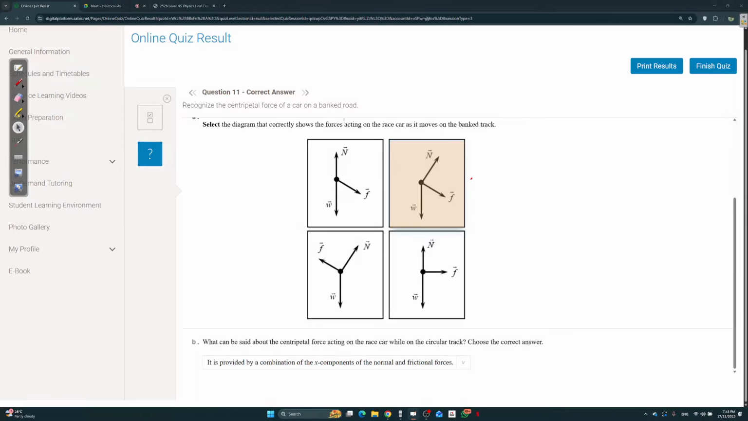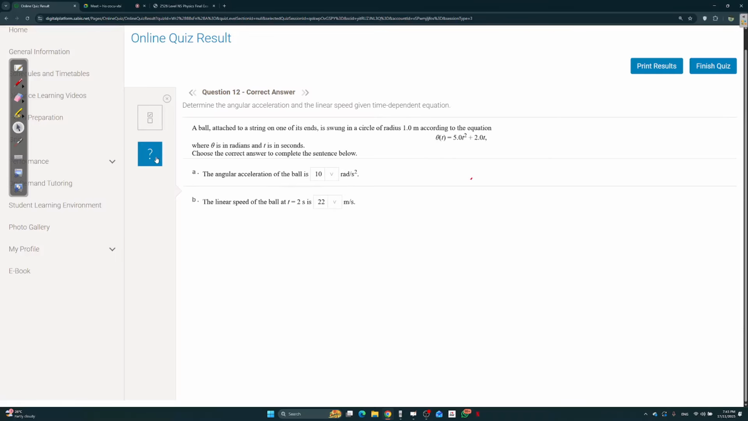Alright, question 12. A ball attached to a string on one end is swung in a circle of radius 1 meter according to the equation here. Theta of t is 5t squared plus 2t, where theta is in radians and t is in seconds. What is the angular acceleration of the ball? That's the first thing. Here they gave us the expression of theta. How can we find the expression of angular acceleration? We must derive twice. Omega would be the first derivative, which is 10t plus 2. Alpha is going to be 10. So what is the angular acceleration?